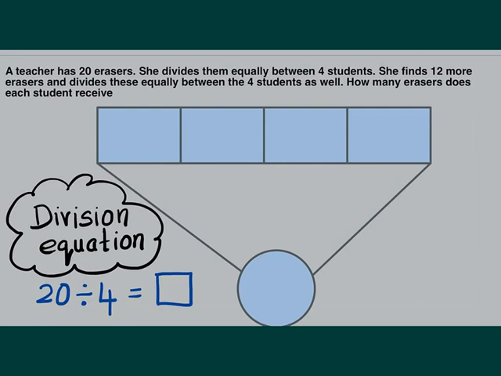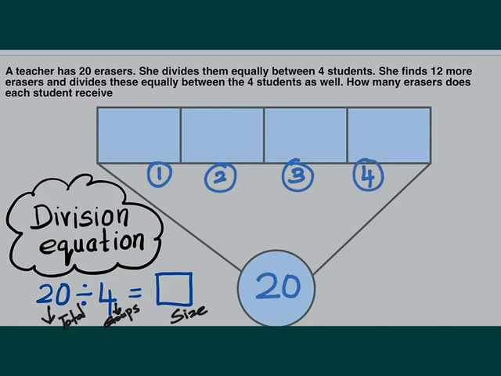So it is 20 divided by 4 equals unknown, where 20 is the total number of erasers, and 4 is the number of students that she gave those 20 erasers to, so 4 is the number of groups. And what we have to find is the size of each group, or the number of erasers that one student got. So the total goes in the circle. We know the total is 20 and we have 4 groups here. Group 1, Group 2, Group 3 and Group 4.